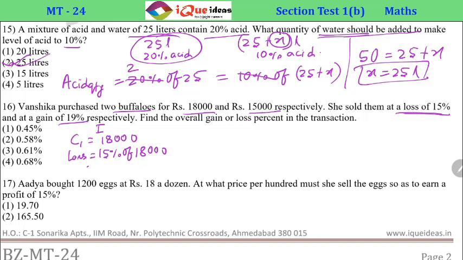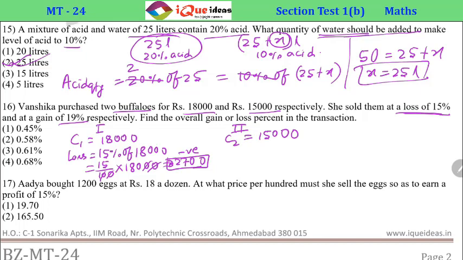Okay. So 15% of 18,000: if you calculate 15 by 100 into 18,000, with normal simplification, 0 and 0, 0 and 0 cancel. 15 into 18 is 270. So it is 2,700 rupees loss. Remember, it is a loss, so it is a negative value.